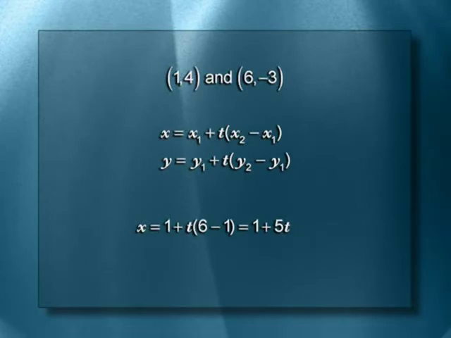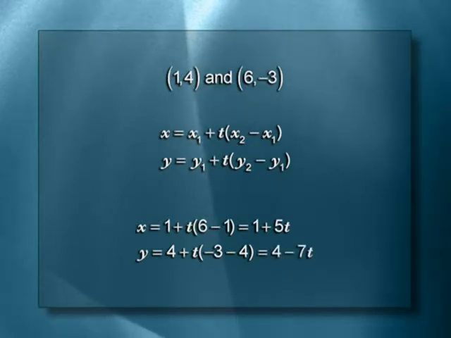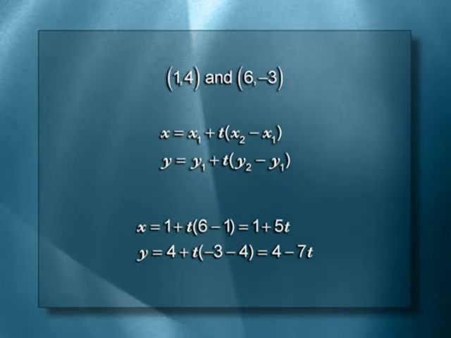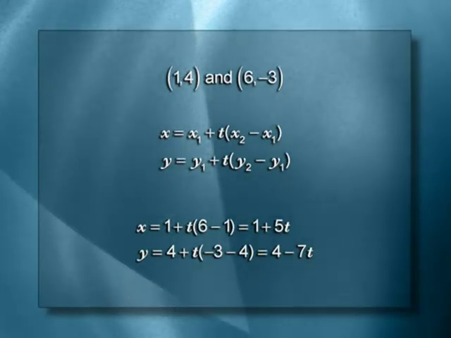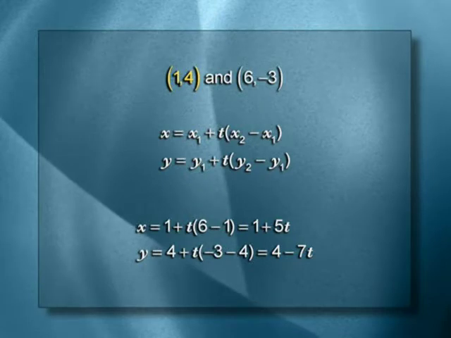Well, now the y coordinates are 4 is y1 and minus 3 is y2, so it's 4 plus t times minus 3 minus 4. And you get 4 minus 7t. Let's check ourselves here. What if t is 0 in these equations? Where am I? Oh, if t is 0, I'm at the point 1, 4, the first point.